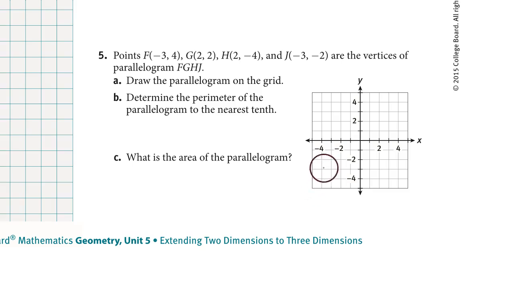Let's draw the shape. -3, 4 is located here. That's point F. 2, 2 is located here. That's point G. 2, -4 is located here. That's point H. And -3, -2 is here. That's point J. Now we can connect the brown dots.